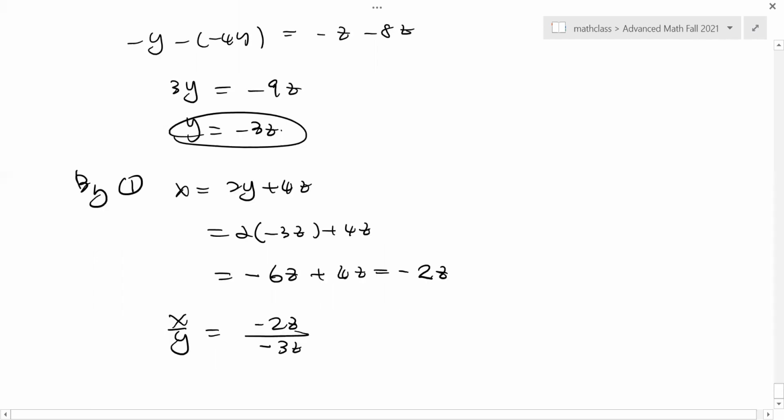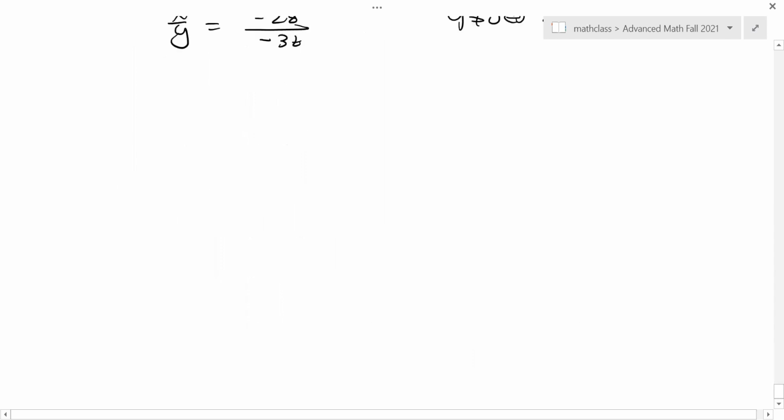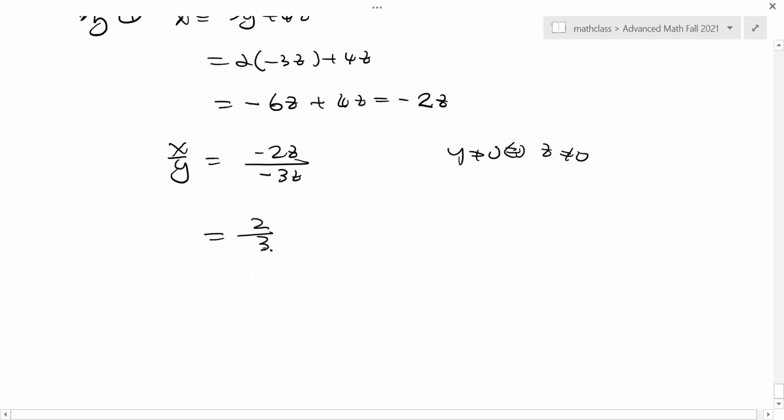So if I want to find x over y, I just put negative 2z here and negative 3z over there. And z cannot be 0 because y is not 0. y is not equal to 0 if and only if z is not equal to 0. So that makes sense. Then you get 2 over 3. So x and y are proportional.